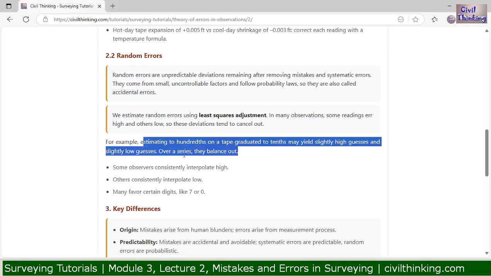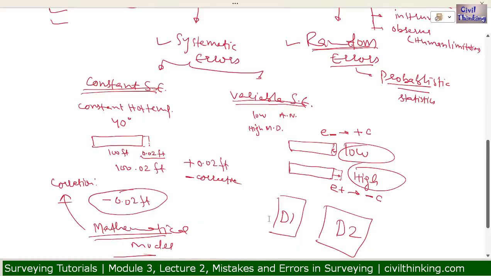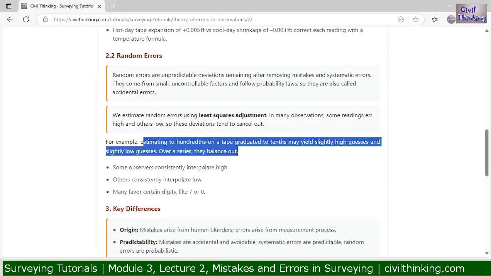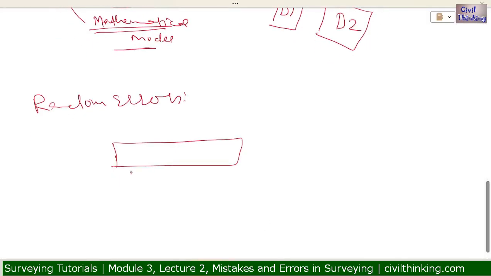Estimating to hundredths on a tape graduated to tenths may yield slightly higher guesses and slightly lower guesses. We are talking about random errors. For example, if you have a tape, and let us say it is calibrated only up to tenths, so only up to the tenth you can read. The least count is in tenths. So you can read only up to the tenth place.